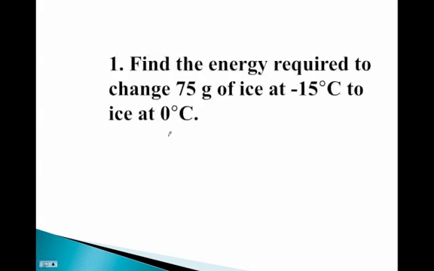So here's the first problem. Find the energy required to change 75 grams of ice at negative 15 degrees Celsius to ice at 0 degrees Celsius. So if we start with our equation, we're at negative 15 to 0. We're staying at ice. We have no change in state, so this is a one-step problem. So we're going to take mass times the specific heat times a change in temperature.